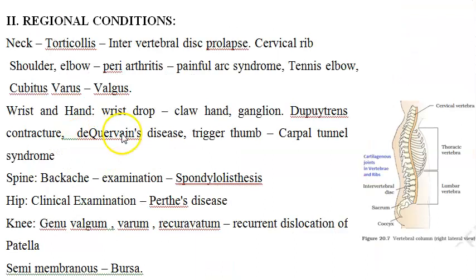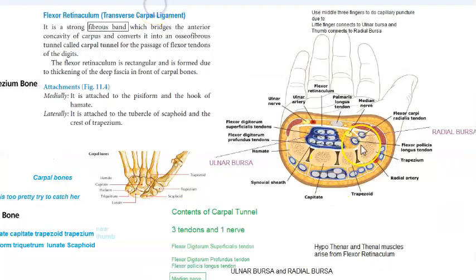De Quervain's disease, trigger thumb, carpal tunnel syndrome and all, you know that, right? What is it? The pressure on what? Median nerve. So what gets median nerve is here, the yellow.